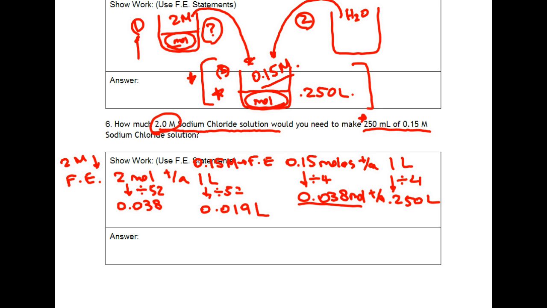And I could have asked you how much water we had to use, and that would have been simple. If you have a total of 0.250 liters and you know how much you're using, you just subtract the 2 and you can figure out how much water you used as well. So the answer for this, we used 0.019 liters of that 2 molar solution to make that final product.